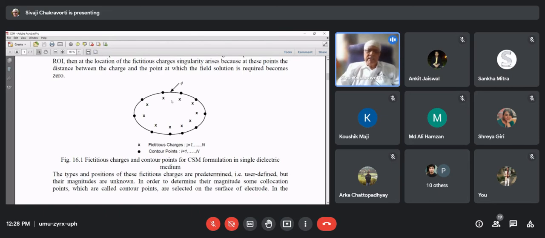Second point, when we discretize, certain things are known. That means when we make the FEM mesh, we know the coordinates. Exactly here also, when we discretize, we know the coordinates of these charge points, that means the location of the charge, and the contour point, that is the location of the point on the contour. Those coordinates are known. Otherwise, we can't compute the field.